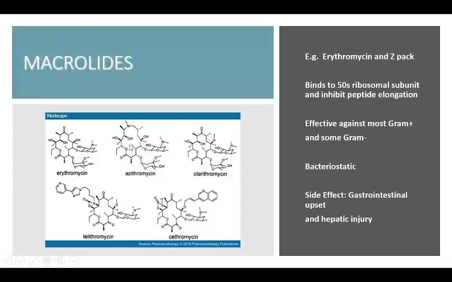What they do is very similar to the tetracyclines. They bind to the 50S ribosomal subunit and they inhibit peptide elongation. So they basically do something very similar, they just bind to the other part of it. So instead of binding to the 30S, they bind to the 50S. It's very effective against most gram-positives and some gram-negatives. It's not considered quite broad spectrum, but it does work on a good chunk of them. It is bacteriostatic, so it just slows down growth. It doesn't kill things.